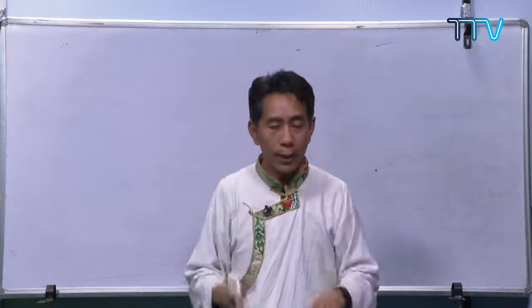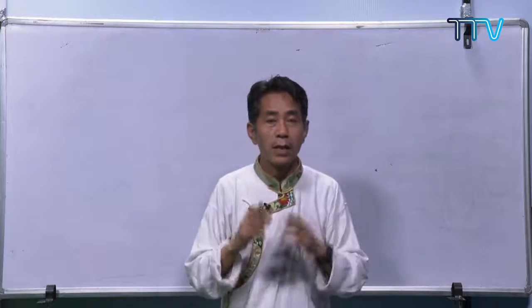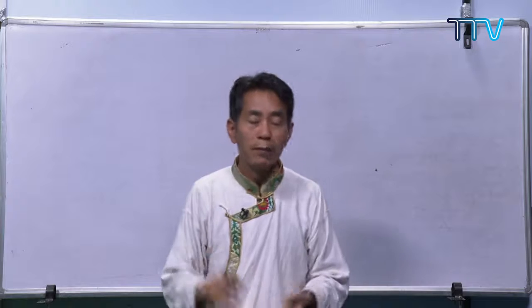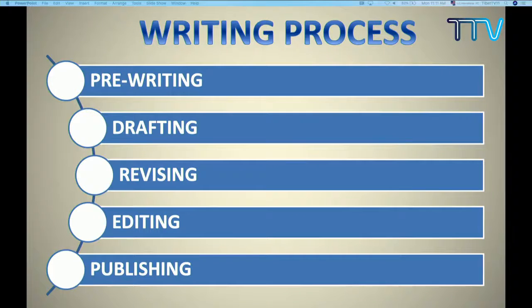Whatever you do, even if it is a piece of writing, you need a proper plan. Now these are the processes. What are these 5 processes? The first one is pre-writing. The second one is drafting. The third one is revising. The fourth one is editing. And the last one is publishing.